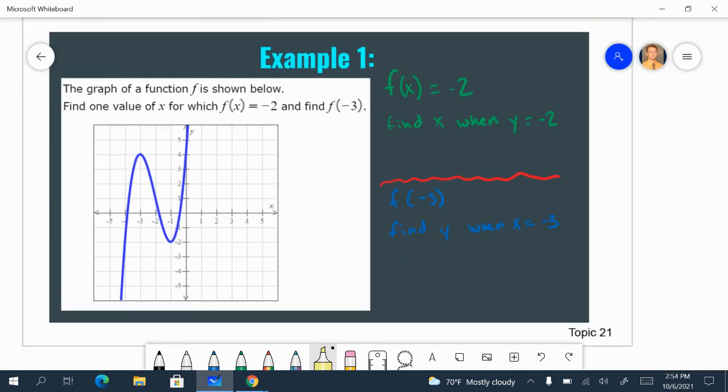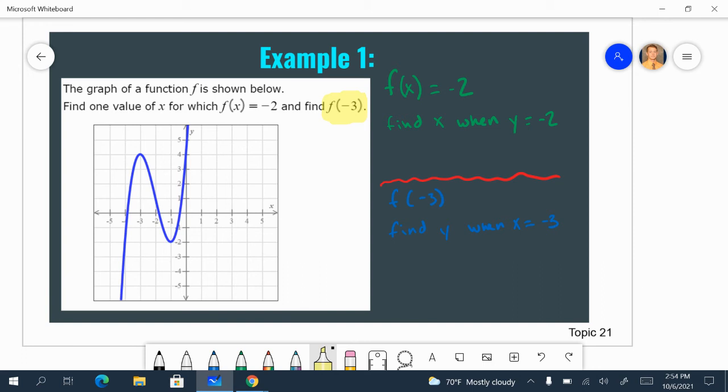Okay, topic number 21. Now we're doing two different things. This portion right here is exactly the same as what we did on topic number 20, so we can actually go through this one first. f of -3, or f evaluated at -3. This is what we're plugging in for x. I have it written here as well. It says find y when x equals -3.